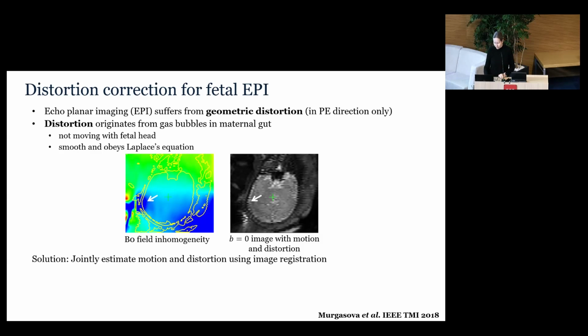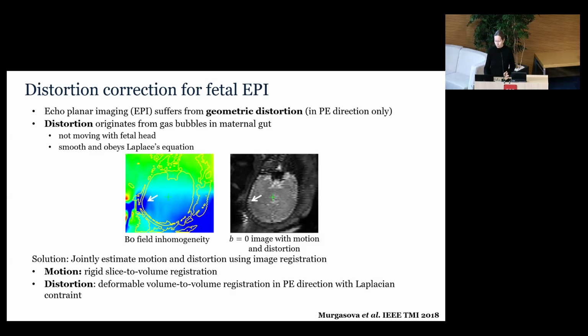So what do we do? The solution that I developed a while ago was to jointly estimate motion and distortion using image registration. For motion, we have rigid slice to volume registration, and for distortion, we have deformable volume to volume registration, because you can imagine that the distortion is in the scanner space, not in the anatomical space of the fetal head. But we constrain this registration to be only in phase encoding direction, so the control points only move in one direction. And we also have a Laplacian constraint to make it more physiologically plausible.